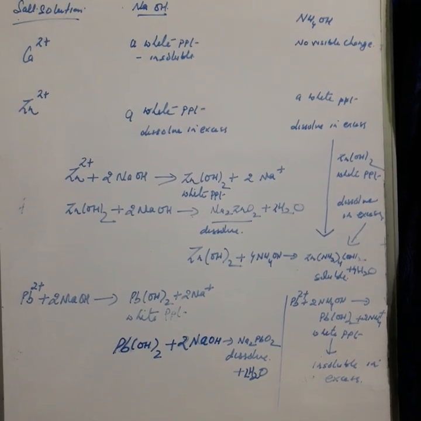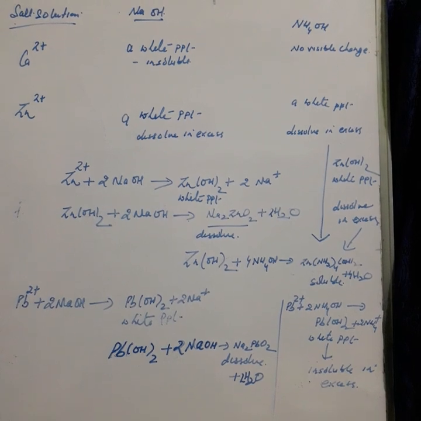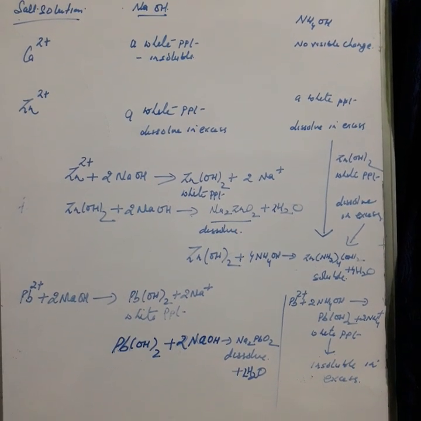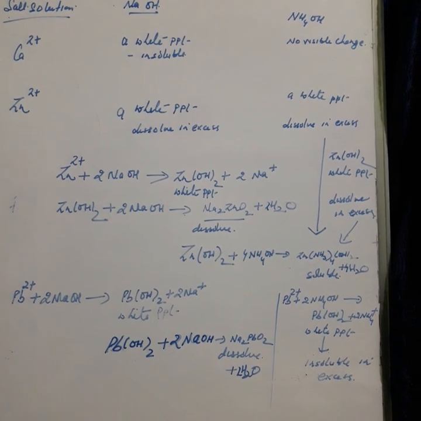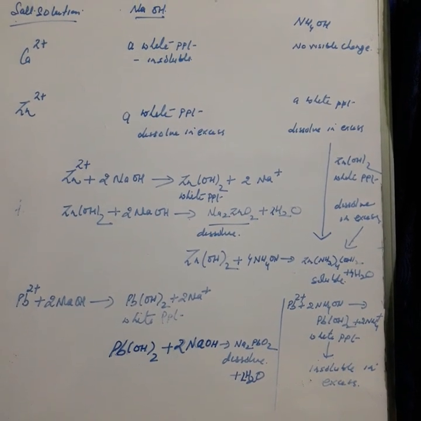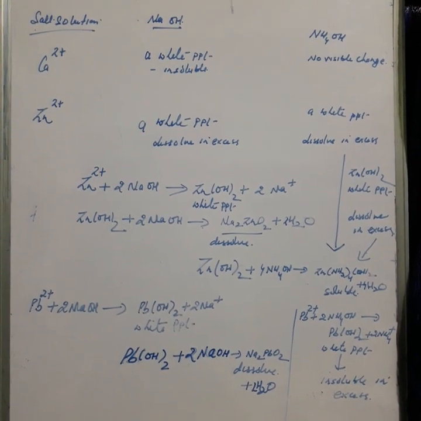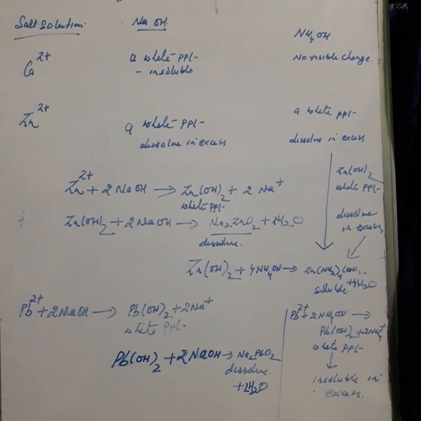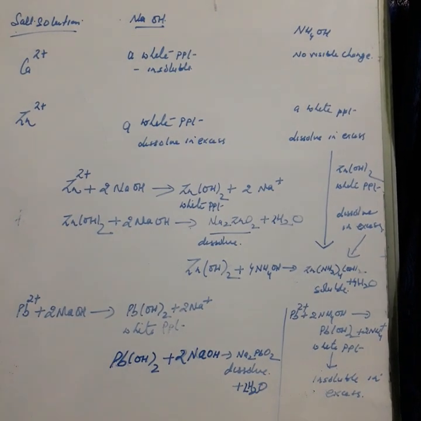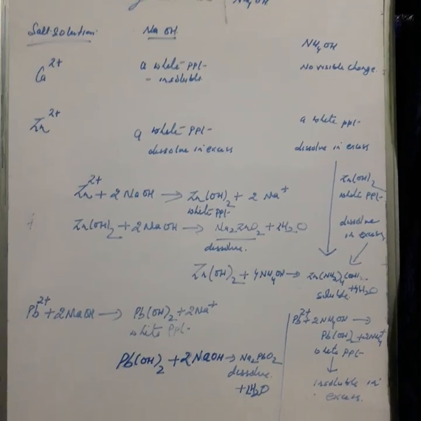Is it clear? Now just see, in sodium hydroxide solution, how many hydroxides are soluble? Zinc hydroxide and lead hydroxide. Why? Because both are amphoteric in nature. Whereas in ammonium hydroxide you will see which are soluble: zinc hydroxide as well as copper hydroxide.